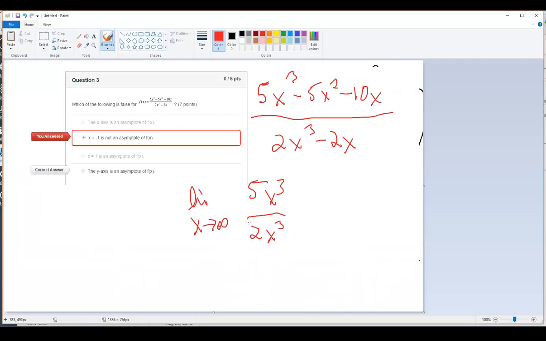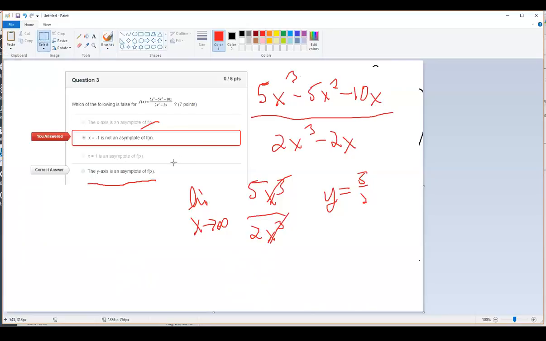Or negative infinity for that matter. And in that case, those cancel out. So I'm left with 5 over 2. So the x-axis, that would be y equals 0, is not a horizontal asymptote. Actually, y equals 5/2 is. Okay, so that one's dead. Then they're telling me x equals 1 is an asymptote of it. Well, I don't know at this point. I'm going to have to do a little more work. It says the correct answer is the y-axis is an asymptote of. Okay, so let's check this out.